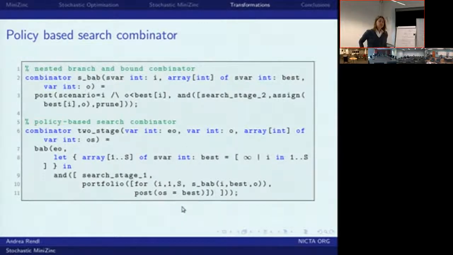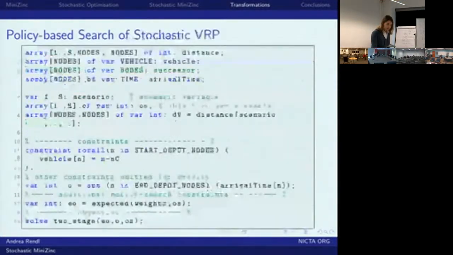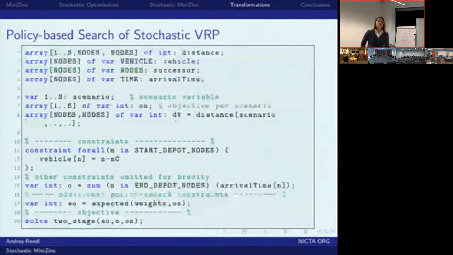So this is the policy-based search combinator. Let's have a look at the policy-based search for the stochastic VRP. As I said before, we now have this variable for the scenarios. The distance matrix is now indexed by the scenario variable. And down here we specify the two-stage search combinator for search.